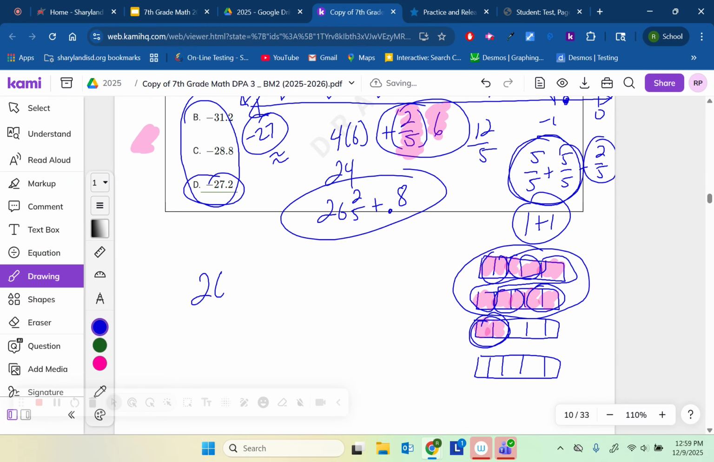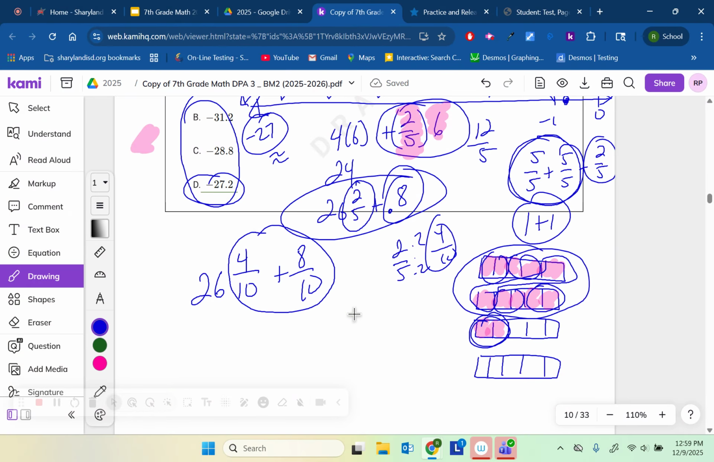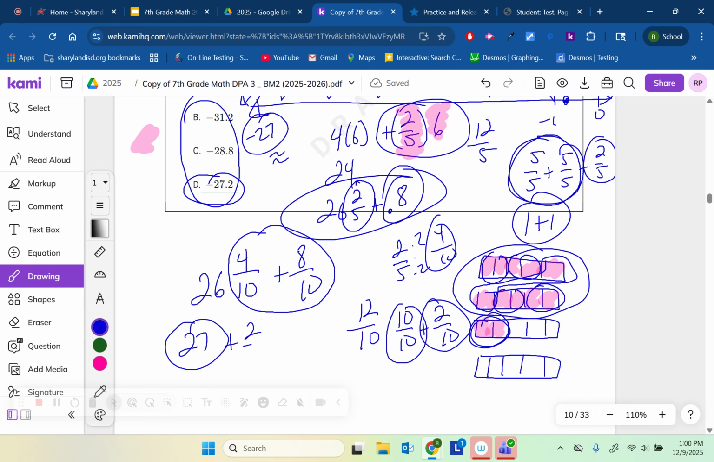So the other thing I want to do now is that 26 and 2/5, I'm going to rewrite it as 26 and 4/10. You're asking why, Mr. Palomine? Well, that 2/5, if I multiply times 2, I get 4/10, and I can talk about adding that 8/10. Then I just got to add that up, which is 12/10, which is 10/10 plus 2/10. And there's my extra 1. So this becomes 27, and my 2/10, which is a 27 and 2/10 right there.